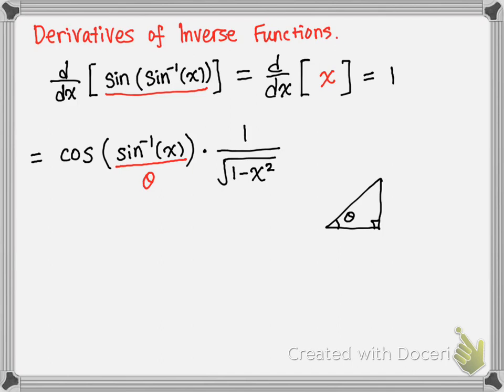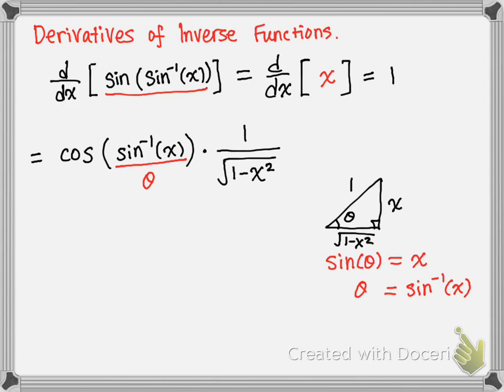What's special about it? When you take sine of theta, you must get x back to ensure that the inverse sine of x will give you the angle theta back. That is all the information you're taking out of this function. So what it means is opposite is x, hypotenuse is 1. Then what's the adjacent? Square root of 1 minus x squared.